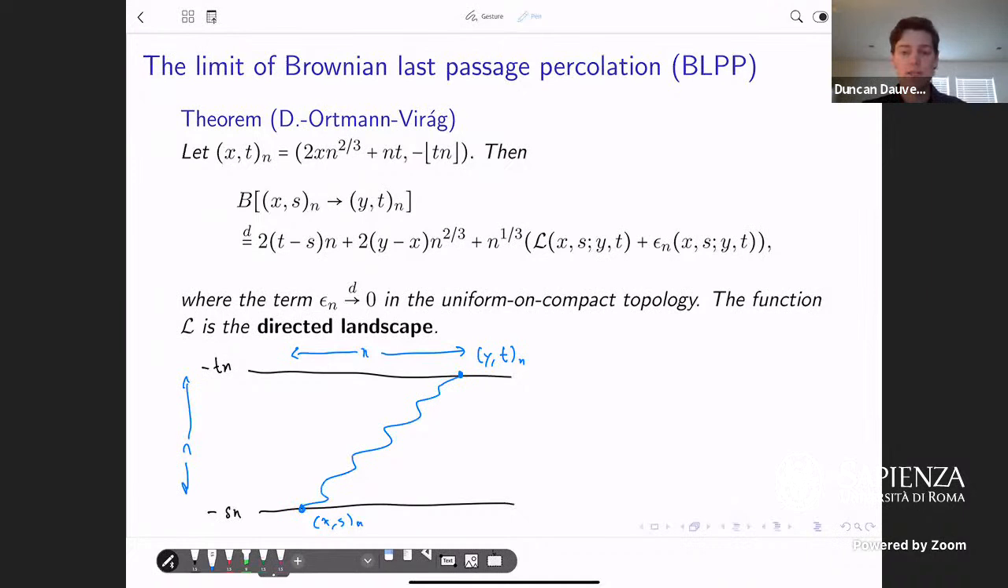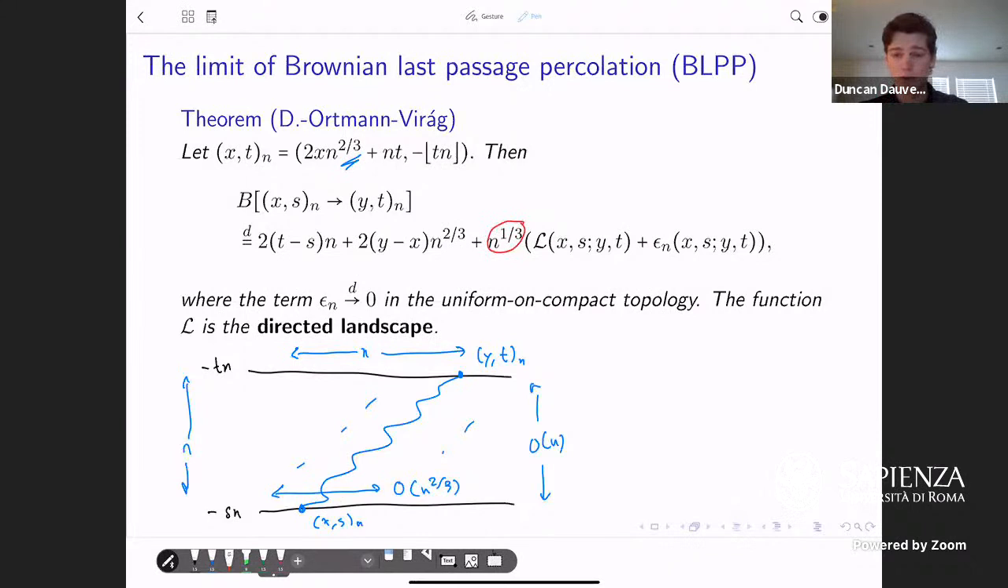And you can see here this 1, 2, 3 KPZ scaling. We look at an order n to the 2/3 window in the horizontal direction. We look at an order n window in the vertical direction. And we're rescaling our values by n to the 1/3. So there's your 1, 2, 3 scaling.